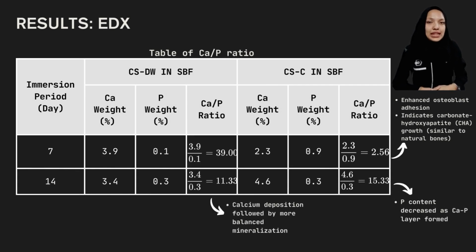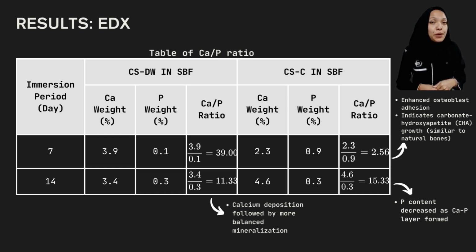EDX testing confirmed these findings. For calcium silicate in SBF, the Ca/P ratio decreased from day 7 to day 14, indicating initial rapid calcium deposition followed by balanced mineralization. For chitosan in SBF, the Ca/P ratio was 2.56 after 7 days, which enhances osteoblast adhesion, suggesting carbonated hydroxyapatite growth, which resembles natural bone and is more desirable than stoichiometric hydroxyapatite at 1.67. By day 14, the Ca/P ratio increased to 15.33, with phosphorus content decreasing over time as the calcium phosphate layer formed.